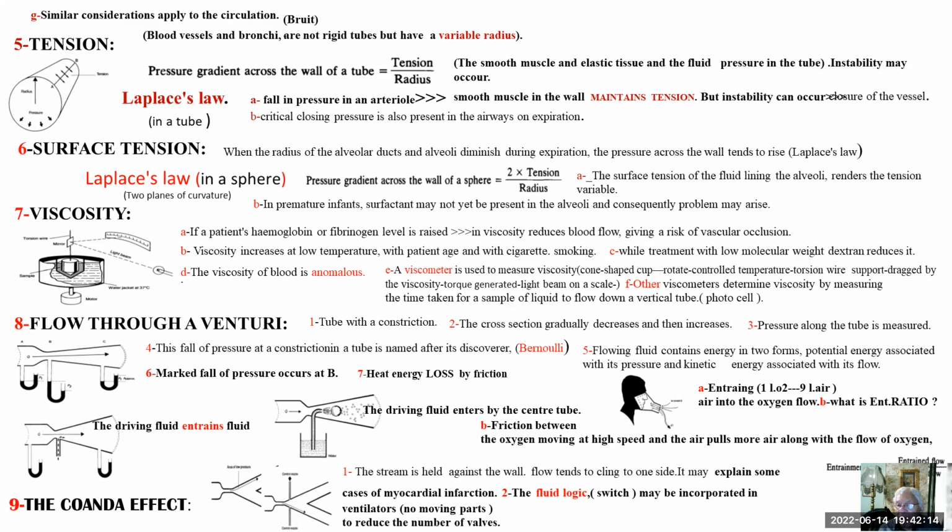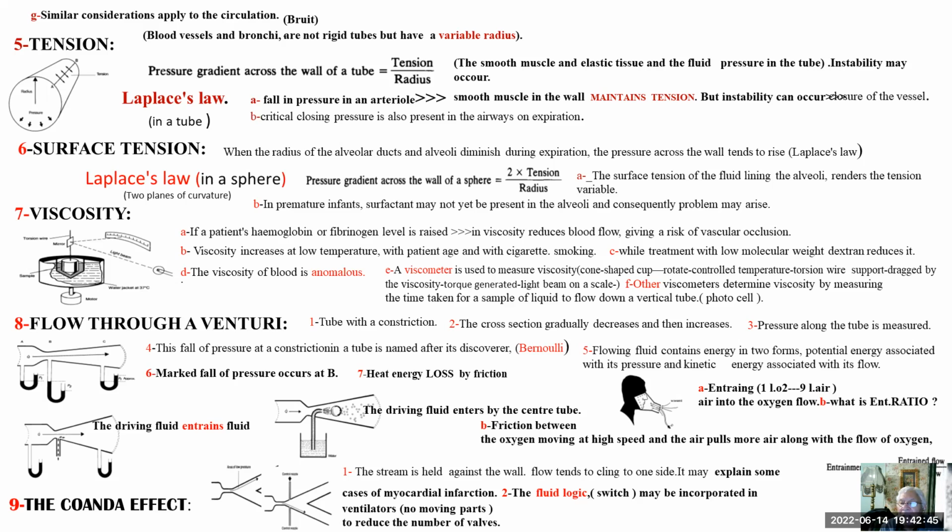If we apply at this narrowing part, where of course, as we said before, the velocity is increased and the pressure, a tubing system, we can direct the flow through this Coanda, whether upwards or downwards, as if we are using valves. So this is what we call the fluid logic that is used in some special ventilators where we don't have moving parts, and it acts as a switch.